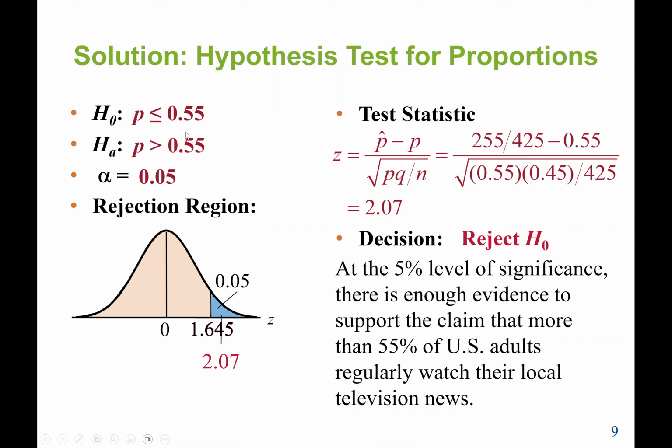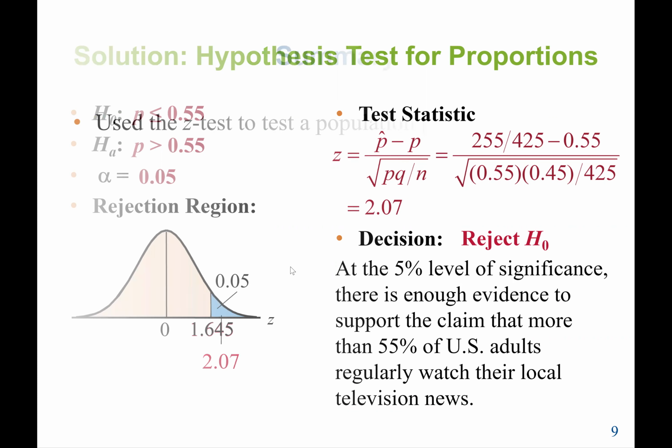Now, H0 said is less than or equal to 0.55. So HA is greater than 0.55. So we say more than 55% of US adults regularly watch their local television news.